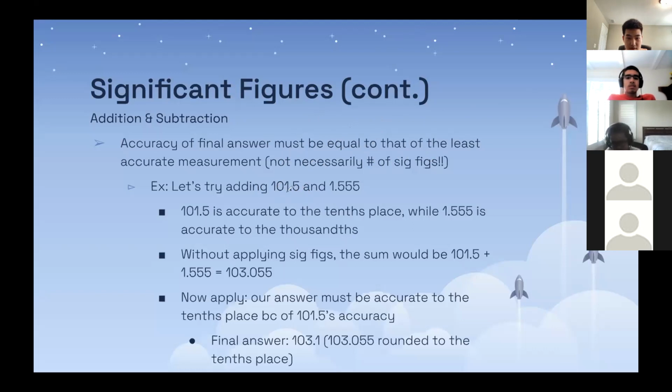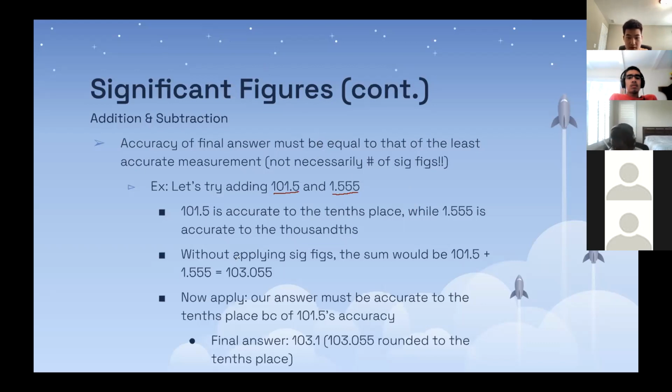Yeah, so when you're dealing with decimals like 101.5 and 1.555, you first need to look at the accuracy of the two numbers. So 101.5 goes to the tenths place, and then 1.555 goes to the thousandths place. So when you're adding the two numbers, the less accurate of the two of them is the one that goes to the tenths place, because the more decimal places you have, the more detailed the number is, right? So you want to pick the less detailed number and then use that as your benchmark, sort of.